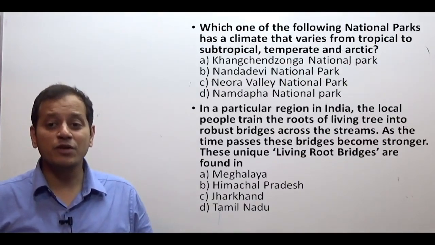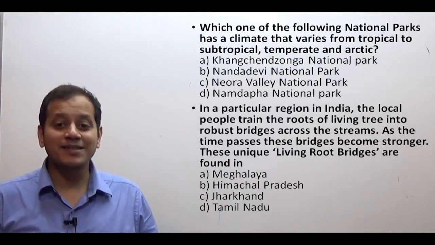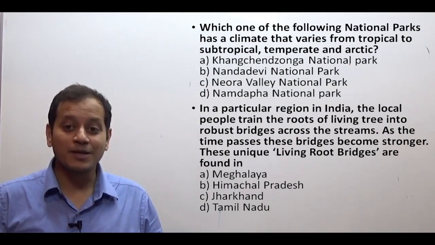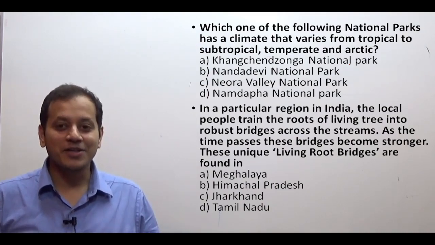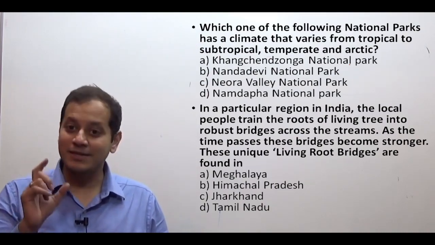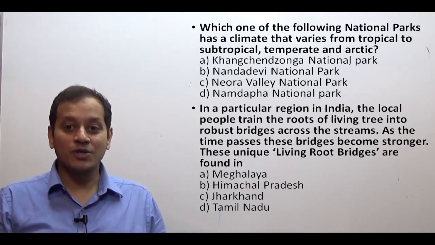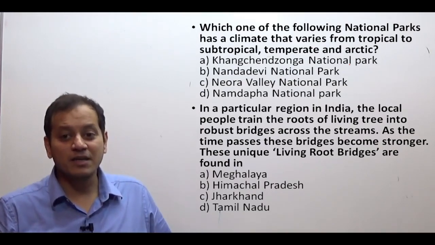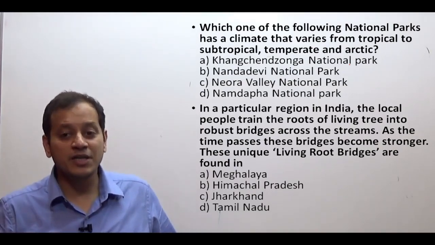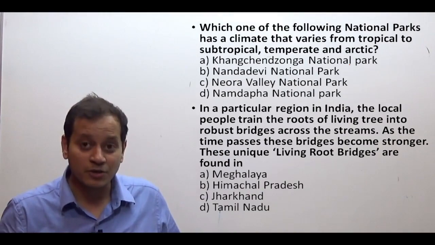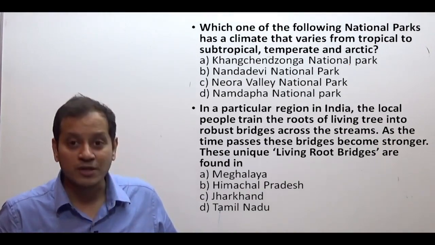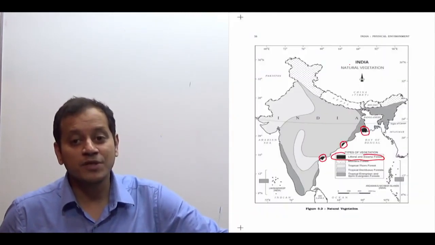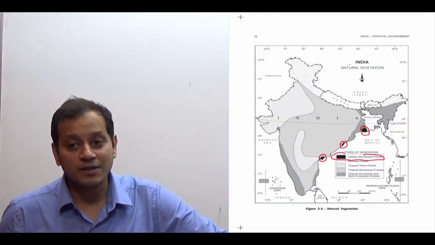Which one of the following national parks has a climate that varies from tropical to subtropical to temperate and arctic? Now they have not asked from subtropical, that is deciduous, to temperate and arctic. Kanchenjunga National Park, Nanda Devi National Park, Neora Valley National Park and Namdapha National Park are your options. Now how to solve this? For that we will have to go to the slides of the forest cover in India. Look at the forest cover in India.